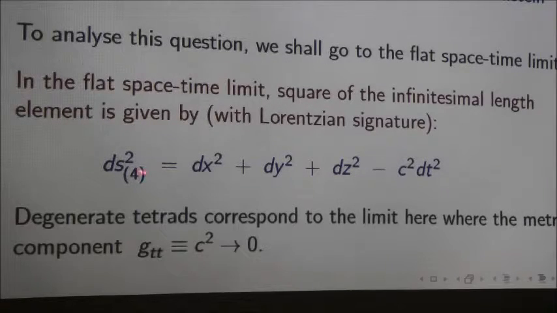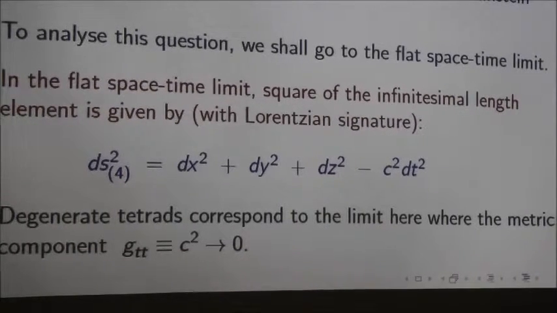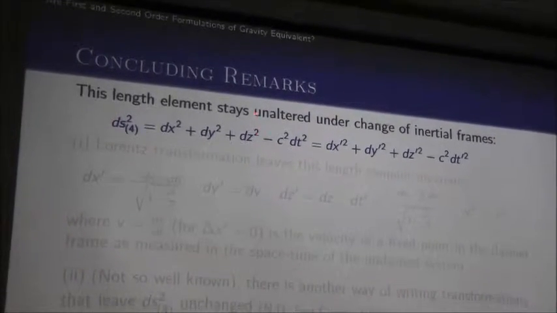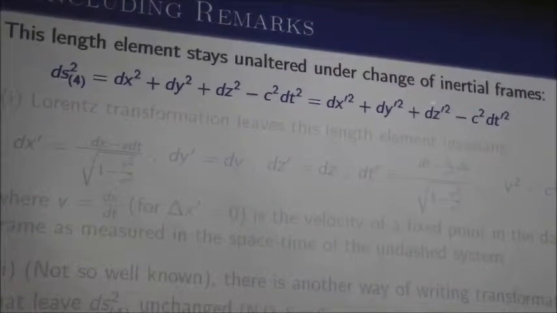Now, degenerate tetrads would correspond to a limit where this g_tt component, which is c squared, goes to 0. So this constant that you have put in the length element may go to 0. That's the limit of degenerate tetrads. Now, the length element stays unaltered under the change of inertial frames.